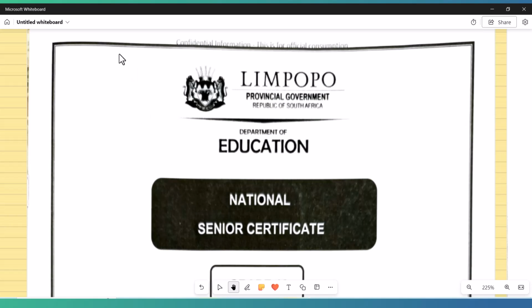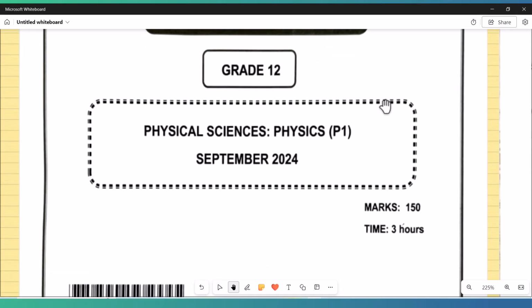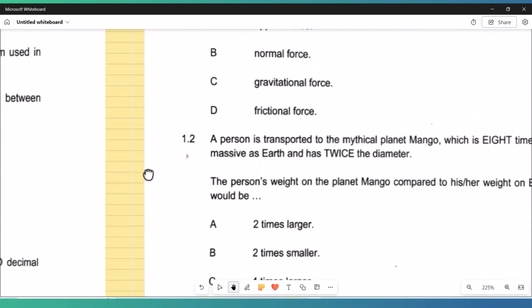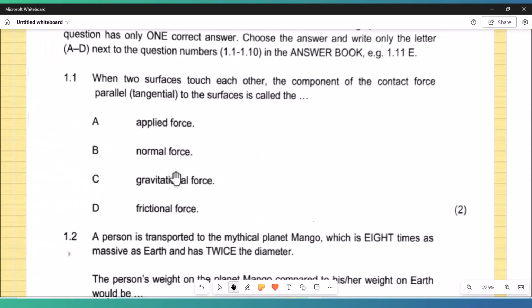Now this is Limpopo, question 1.1. Let's check it out. They said that when two surfaces touch each other, the component of the contact force which is parallel to the surfaces is called. Is it applied force, normal force, gravitational force, or frictional force? The answer is frictional force, because it's a contact force between two surfaces and it acts parallel.